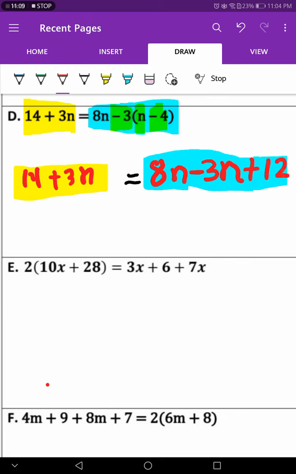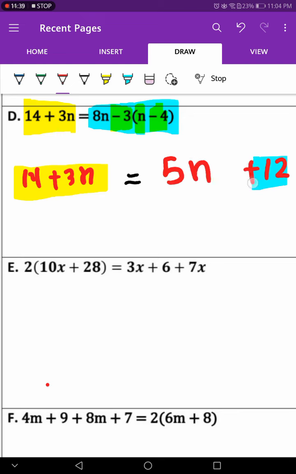Okay. Now I have two like terms here. Do you have to put the plus? Yes, sure, the plus for 12. Now 8n minus 3n, Ryan. 8n minus 3n equals 5n. So I will erase this and write 5n. And this is still positive.